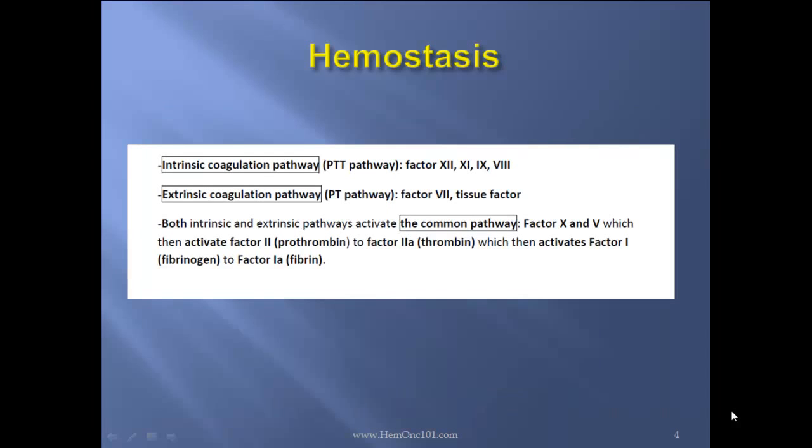The intrinsic coagulation pathway, the PTT pathway, involves high molecular weight kininogen, factors 12, 11, 9, and 8. The extrinsic coagulation pathway, the PT pathway, involves factor 7 and tissue factor. Both the intrinsic and extrinsic pathways activate the common pathway, which includes factor 10 and 5, which then activate factor 2, prothrombin to thrombin, and factor 1, fibrinogen to fibrin.